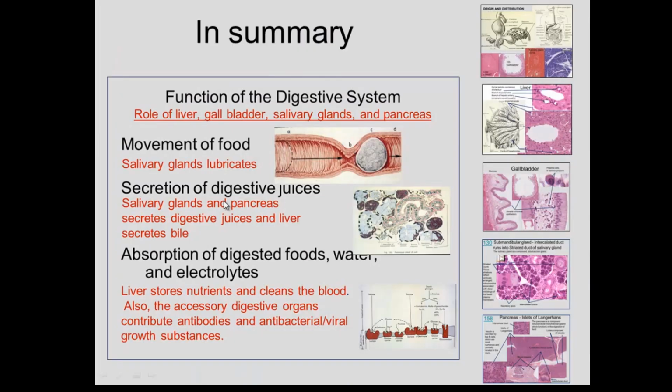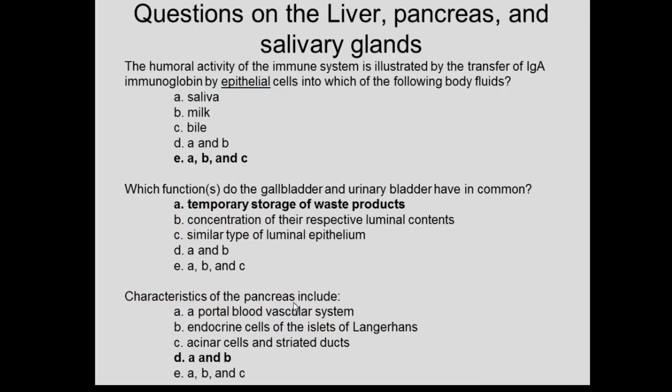So in summary, the digestive tract associated organs do important things. They help the defense against pathogens. They store and release nutrients on demand. And they also help to produce digestive juices and help in antimicrobial growth.